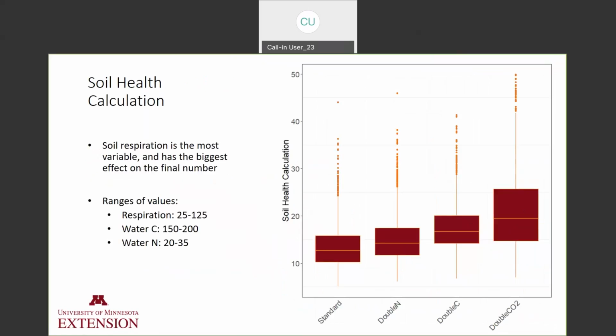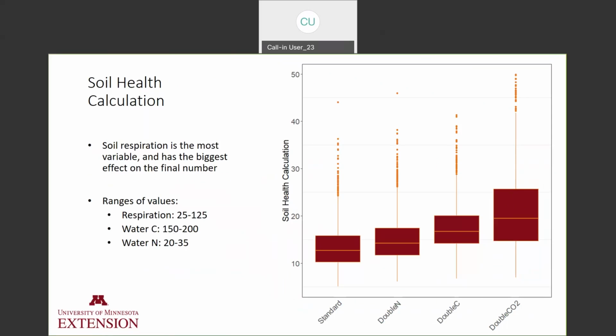And importantly, you see this increase when you double soil respiration, but you also see the overall box get bigger, which means the range of numbers is higher. You can see here that the range of values in soil respiration is higher. It's about 100 compared to a 50-part range for water carbon and a 15-part range for water nitrogen.